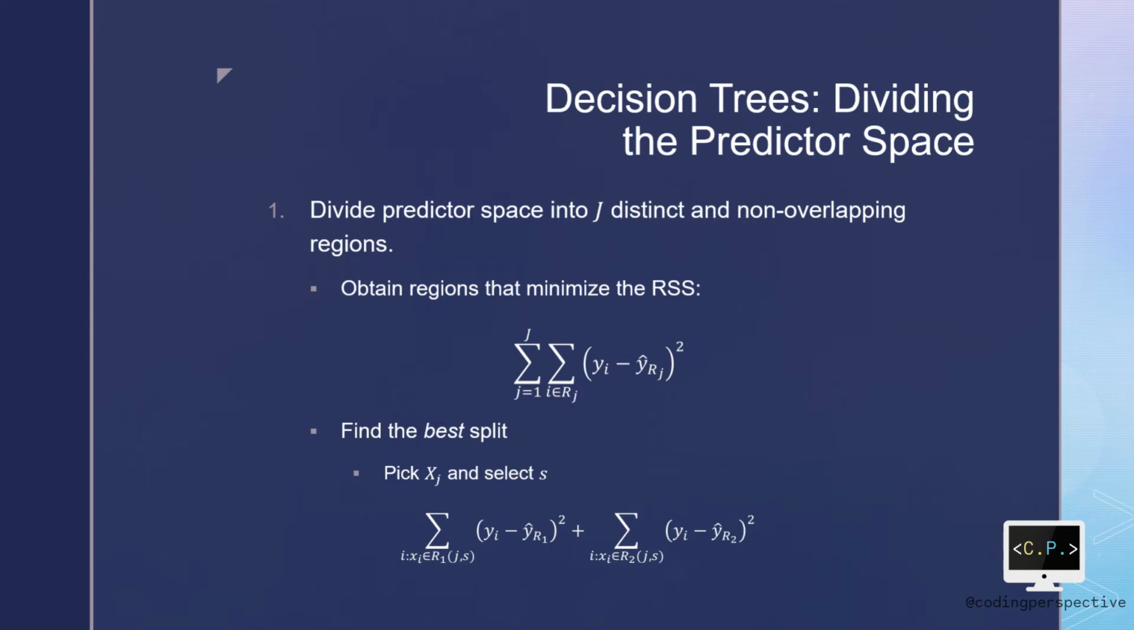This is a division operation. We need to repeat this process iteratively so that we further minimize the RSS value. This process continues until a stopping criterion is reached. For example, we may continue until no region contains more than 5 observations.